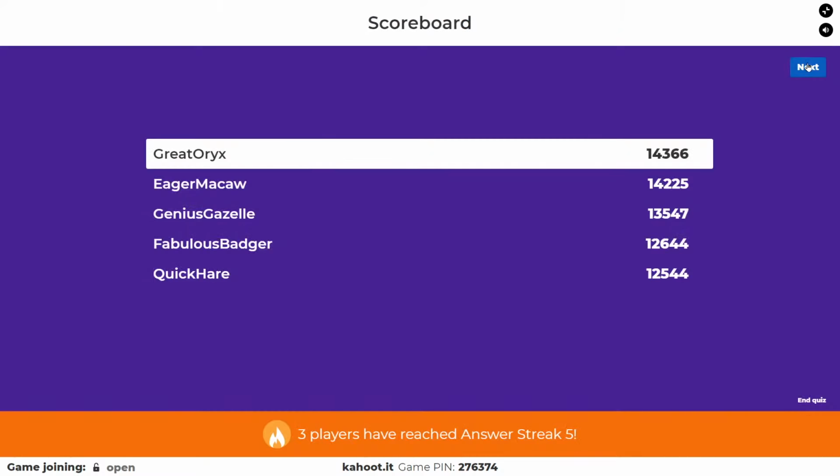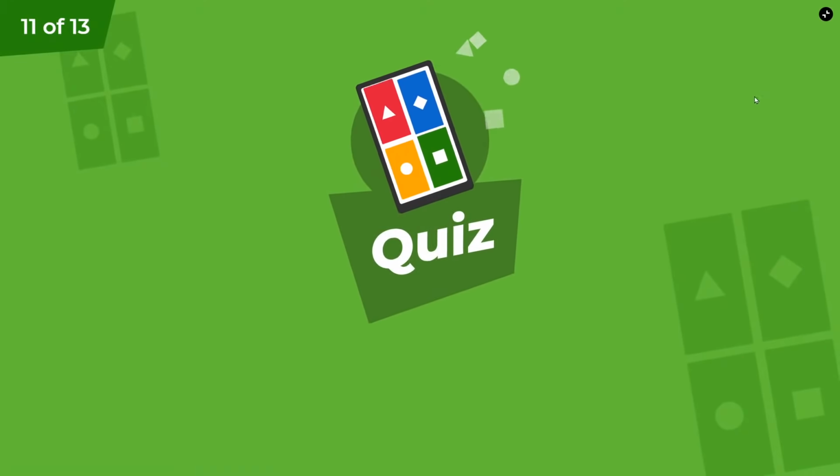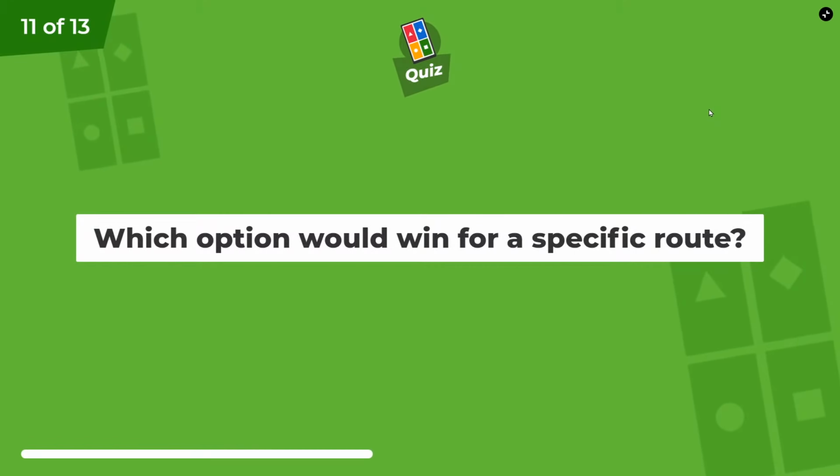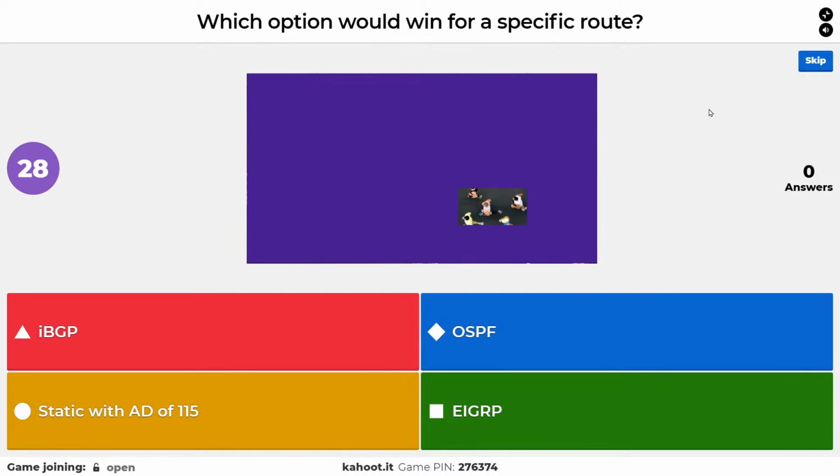All right, AD is how a route gets in the routing table, and the cost determines, once it's in the routing table, whether it is going to be used. And it's always based also on a longest match. If there are two exactly the same routes, then it's up to cost, or the metric, once they're in the routing table. Which option would win for a specific route? This is probably the easiest question in the batch.